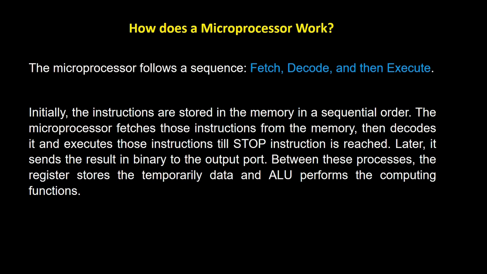In conclusion, the microprocessor follows a sequence known as the fetch, decode, and execute cycle. It fetches instructions from the memory, decodes them to determine what operation needs to be performed, and executes them. The register stores temporary data, and the ALU performs the computing functions. Once the execution is complete, the microprocessor sends the result to the output port.